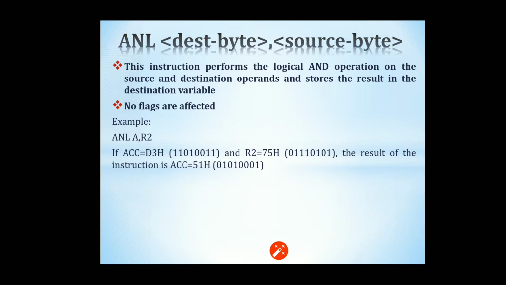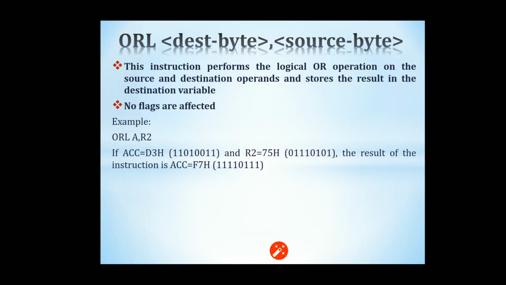For example, ANL A, R2. This instruction performs the AND operation with the data present in the R2 register and the result will be stored in the accumulator.